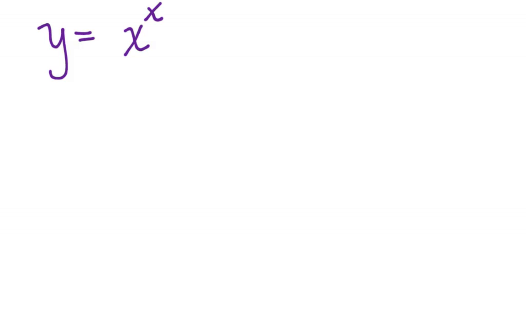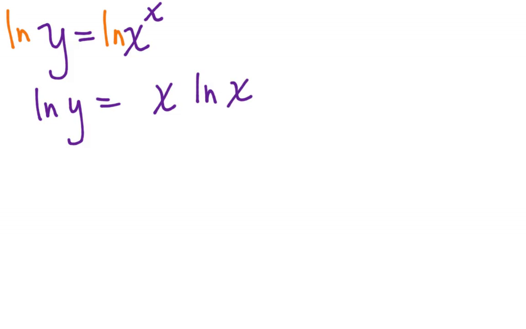And how do I do that? Take the ln of both sides. And when I do that, I get ln y is equal to x times ln x. And now that's just a rewrite. I'm asked to find the derivative, so I've got to take the derivative of both sides.